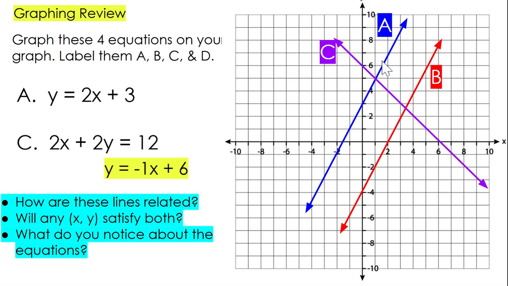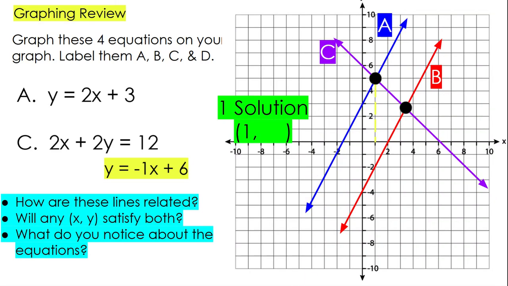Now, if we talk about A and C, those equations have different y-intercepts and different slopes, so I can assume at some point they're going to meet. Now, when I graph them, you see a point. Ignore B for now. If I look, they meet at x equals 1, and then the y value is 5, so it's 1 solution, (1, 5). If you were to plug 1, 5 in for both, they would each come out balanced. A and B are also 1 solution, just not clean to read.